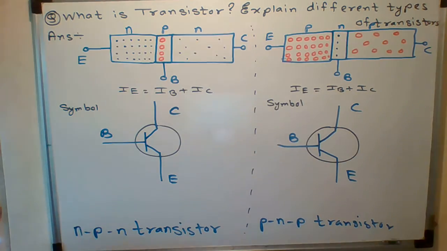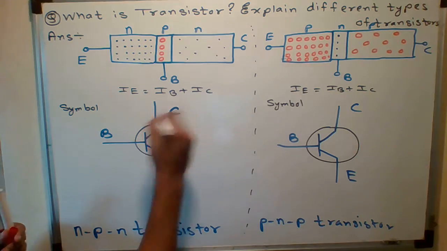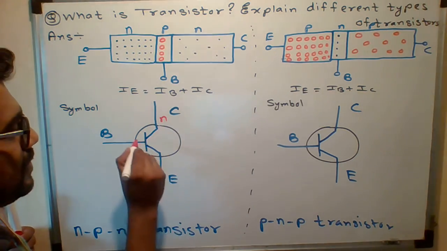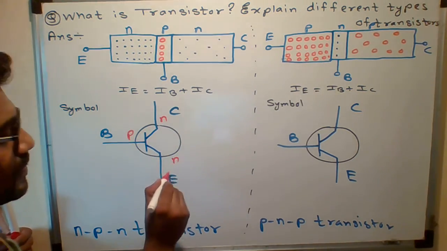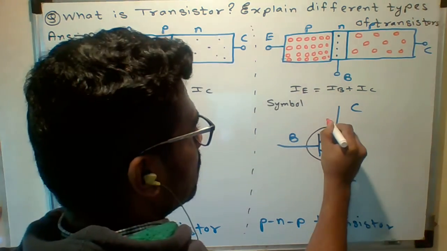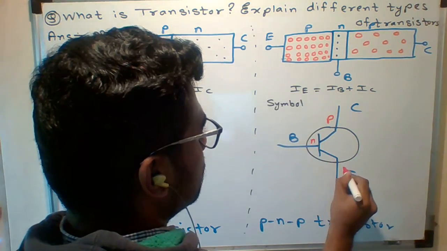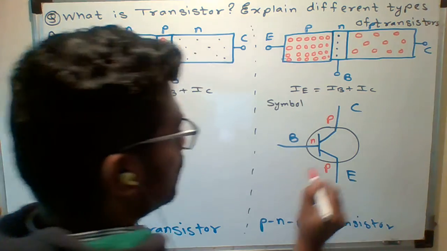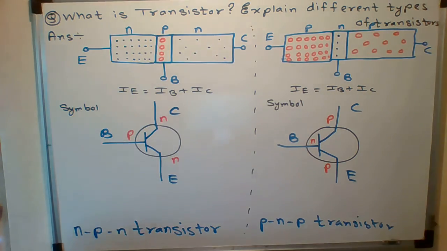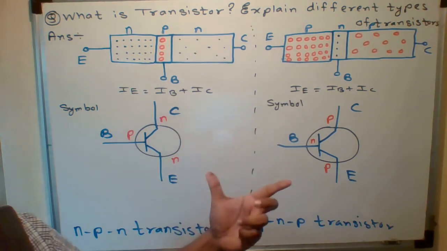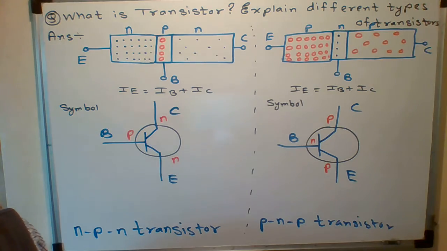So students, what is the name of this particular transistor? NPN. Here what? PNP. So students, now what is the difference? Because now both these symbols look the same. So what is the difference between NPN and PNP?